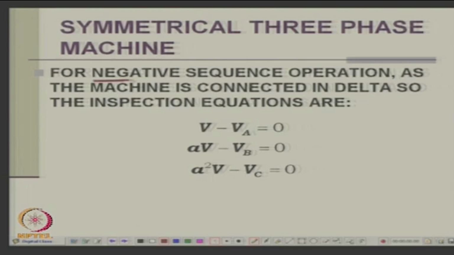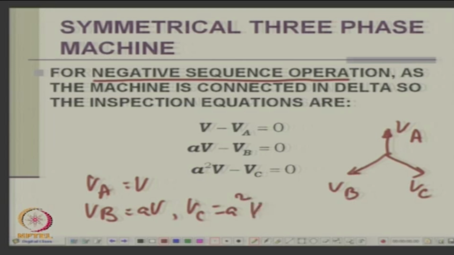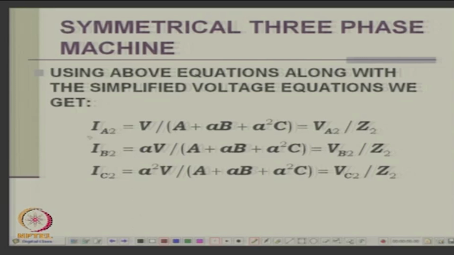Now, similarly you can do negative sequence operation. So, negative sequence will be, you have made the applied voltage opposite to this. Obviously VA is V, VB is AV and VC is A square V, is it not? It is simple. Now, you can follow the same logic to say that it will also produce IA2, IB2, IC2, which will be VA2 by Z2, VB2 by Z2 and VC2 by Z2.